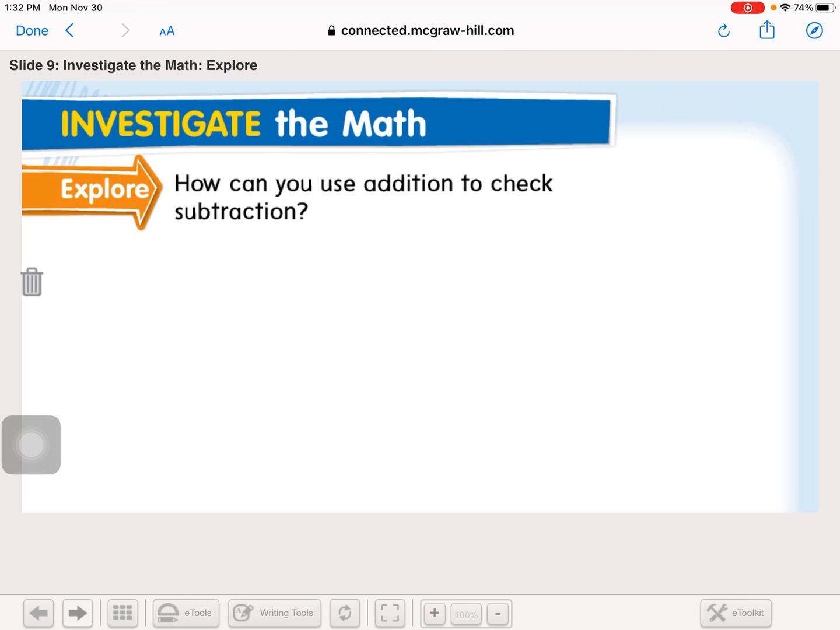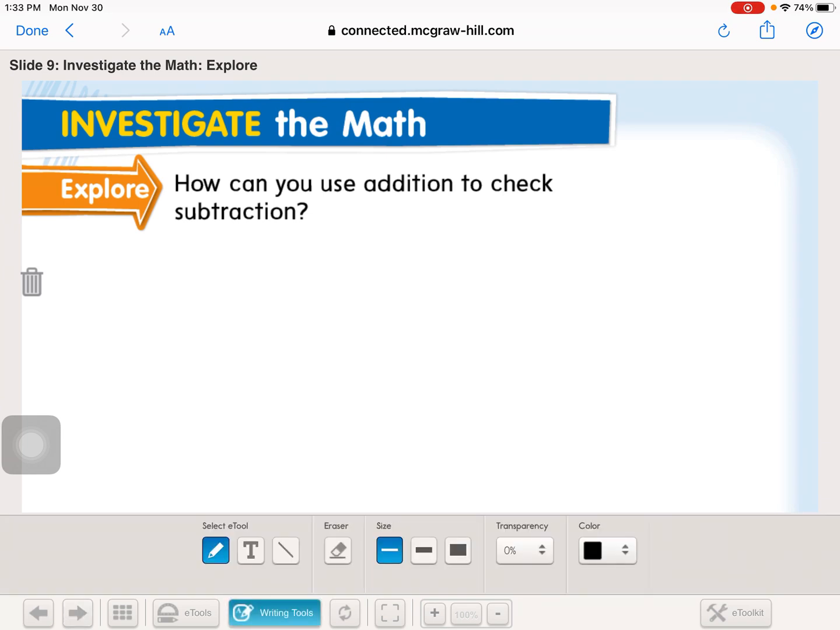How can you use addition to check your subtraction? Remember at the beginning of the video I taught you, you can use addition to check your subtraction. Say it with me. You can use addition to check your subtraction. So one reason we're able to do this is because of related facts or fact families.